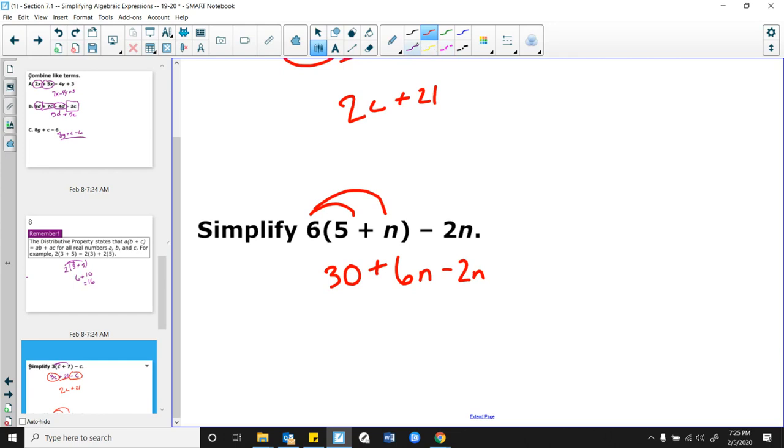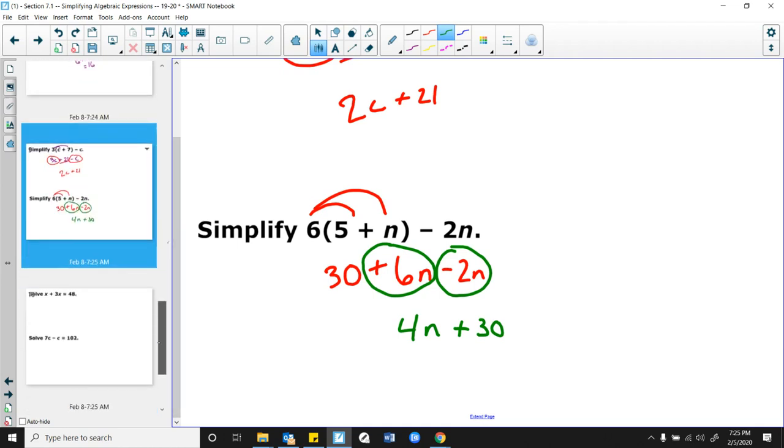Since we're simplifying, we've got to check if we've got any like terms. We've got this plus 6n. Again, I'm circling it. You should be doing the same. And I have a negative 2n. Both of those are like terms. If I combine those, a 6n and a negative 2n combine to 4n. So my answer should be 4n. And then I've got this 30 that doesn't have a like term, but still needs to be in my answer. So 4n plus 30.